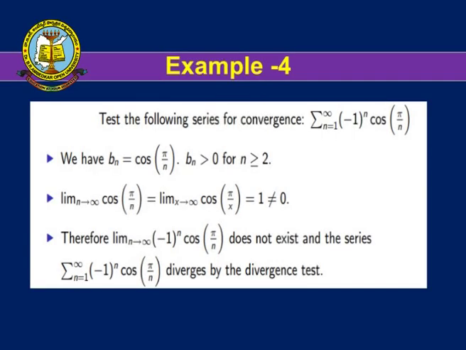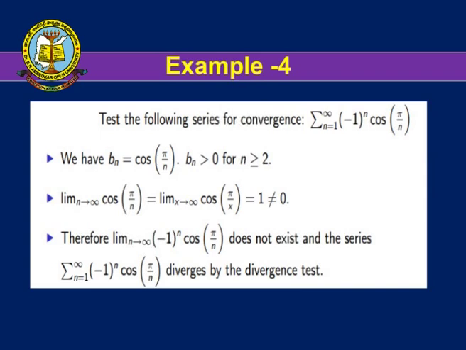Now example 4. Let us test the following series for convergence: the sum from n equal to 1 to infinity of (minus 1) to the power of n into cos pi by n. Now bn equals cos of pi by n, and bn is greater than 0 for n greater than or equal to 2. Now if I apply the limit as n tends to infinity, cos of pi by n equals the limit as x tends to infinity of cos of pi by x, that is cos 0, which is 1, not equal to 0. Therefore the series is divergent. So directly we can conclude that the sum of (minus 1) to the power of n cos pi by n is clearly divergent.